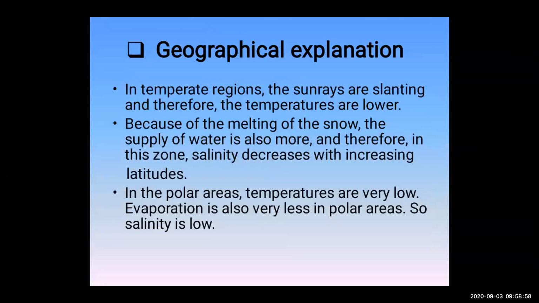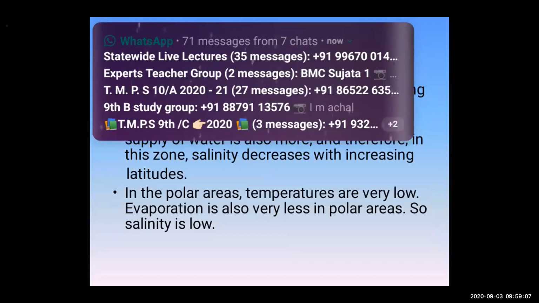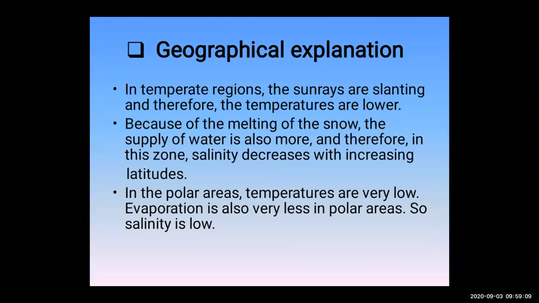Now next they have explained about the temperate region. The sun rays are slanting and therefore the temperatures are lower. Because of the melting of the snow, the supply of water is also more. And therefore, in this zone, salinity decreases with increasing latitudes. In the polar areas, temperatures are very low. Evaporation is also very less in polar areas.